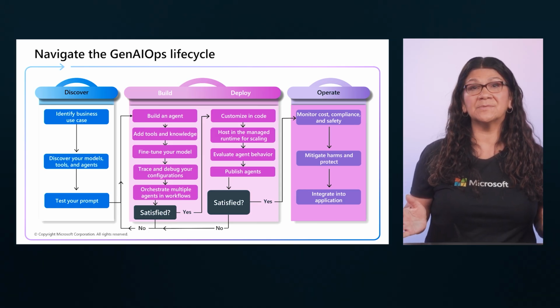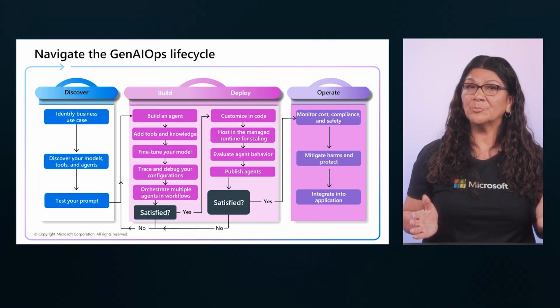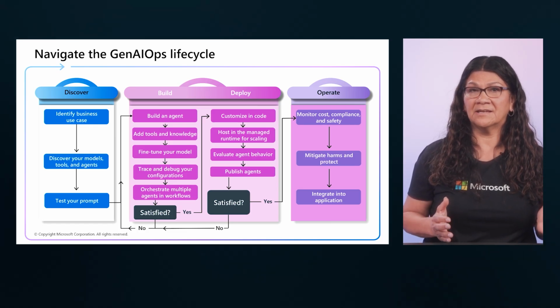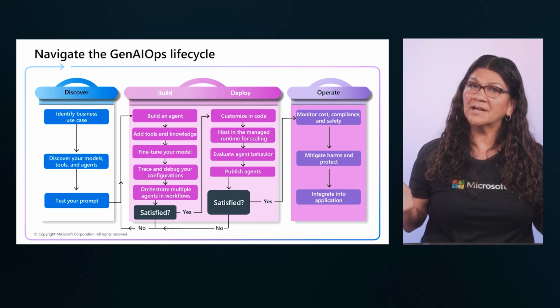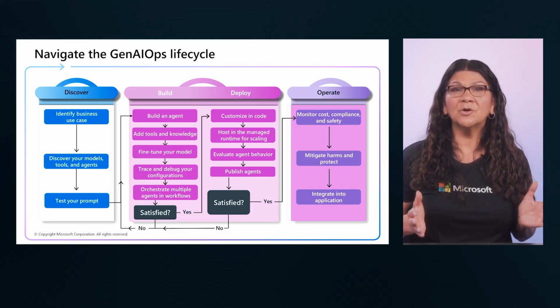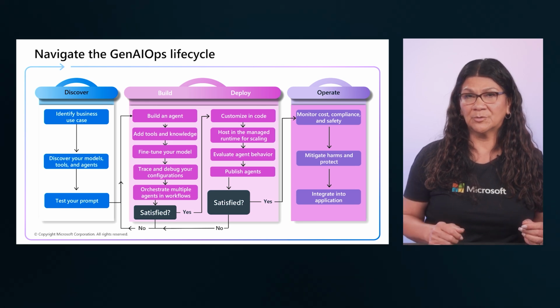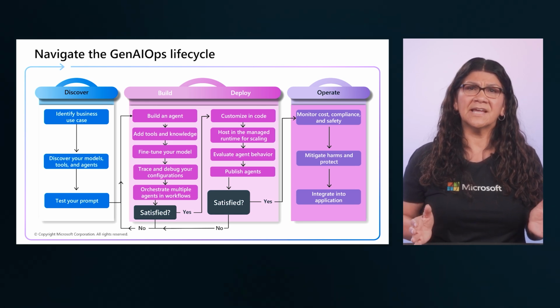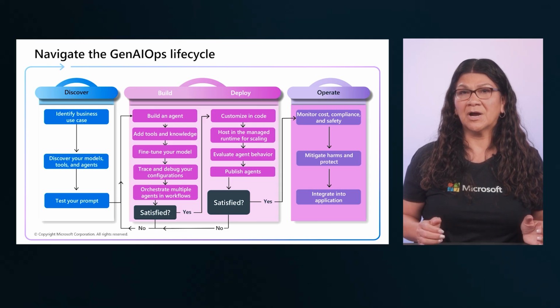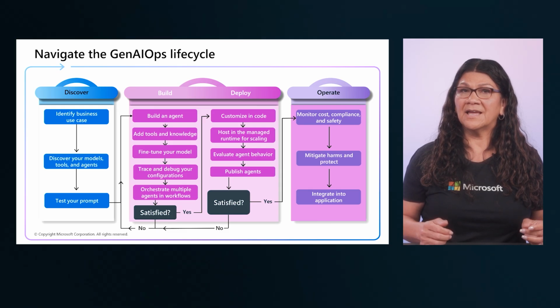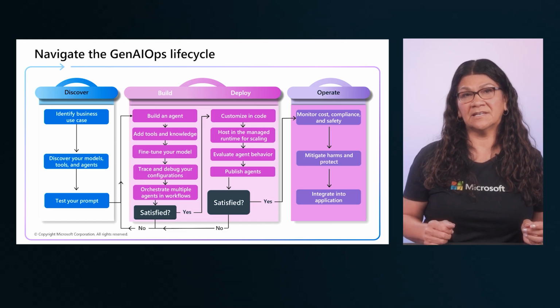Navigating the GenAIOps lifecycle shows the practical path for turning an AI agent idea into a reliable production-ready system. The flow moves through discover, build, deploy, and operate.